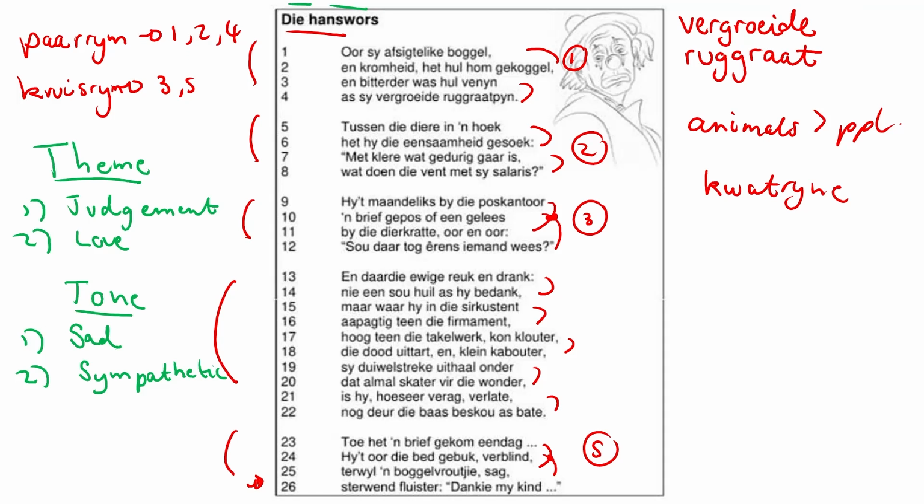Okay, and just bits and pieces specifically now about the title. So a Hanswors, also called a nar, and a clown is usually mocked and laughed at because they do very silly things.